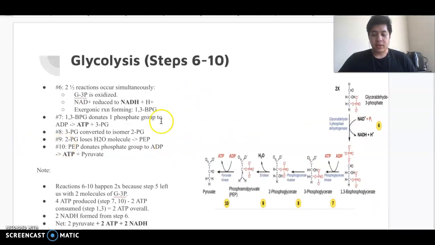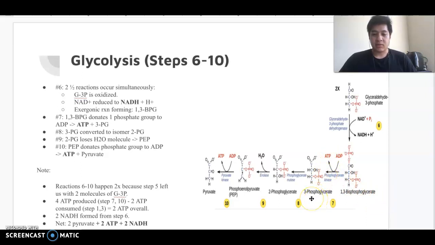Moving on, steps 6 through 10. Two half reactions are going to occur simultaneously. Glyceraldehyde 3-phosphate is oxidized, and NAD+ is reduced to NADH + H+. This is an exergonic reaction forming 1,3-bisphosphoglycerate, as you can see down here. In step 7, the 1,3-bisphosphoglycerate donates 1 phosphate group to ADP to form ATP plus 3-phosphoglycerate.